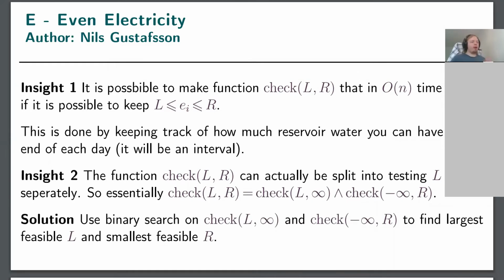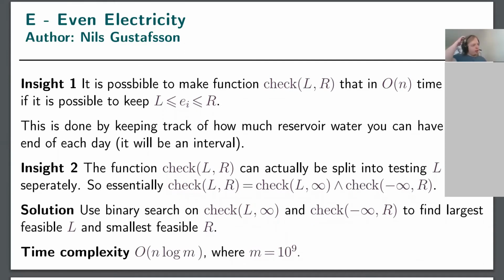Because now that we have it split up, finding the best lower bound just requires a binary search on the check L function, and to find the best upper bound, we just have to binary search on the check R function. So it just becomes a binary search problem. Our check function took order n time, and then we have to do a binary search over all possible L and R values, something like 10 to the power 9 here. So that's why I've written n log m.